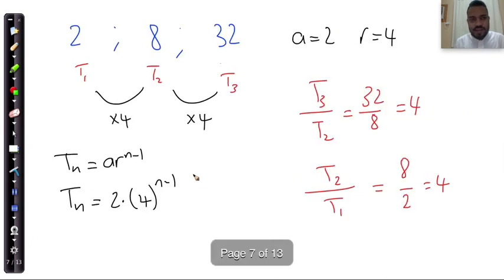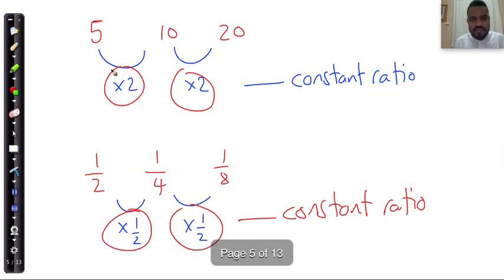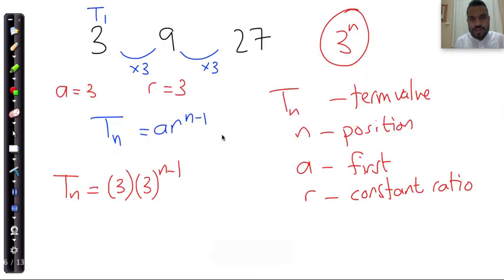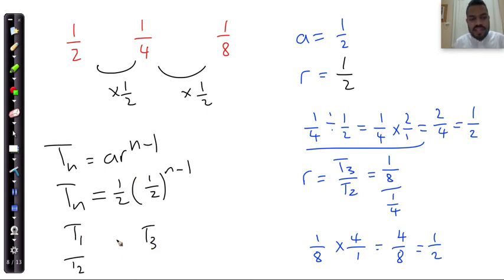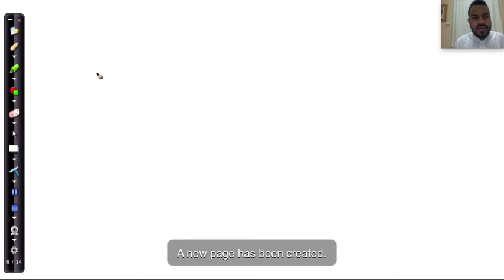And then finally, I'm going to leave the sequence of 5, 10, and 20 for you to also do. Okay, so that's your general formula. Remember to test the formula, find the values of T1, T2, and T3 and see if they correspond. The other one you must try is 5, 10, and 20. I'll give you a minute, pause the video, and then you can tell me what's the general formula. And once you've done that, I'll write down the answer for you.